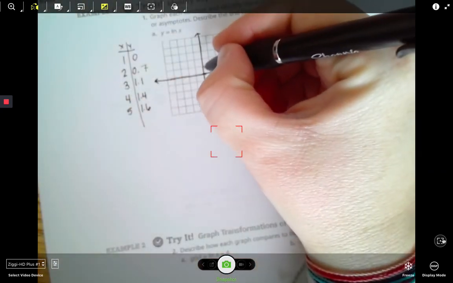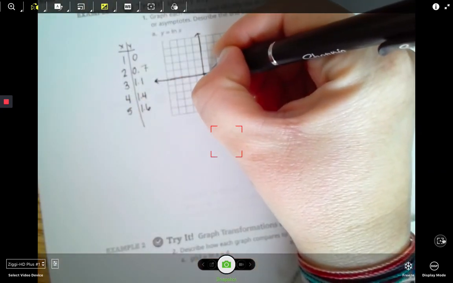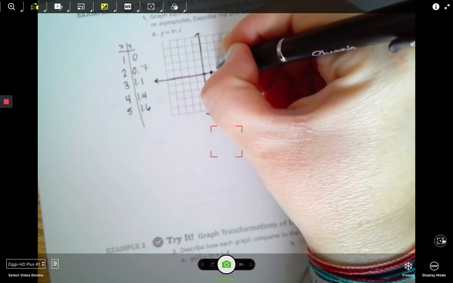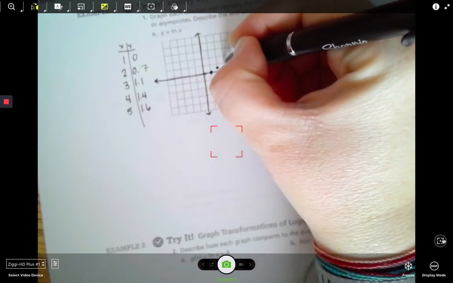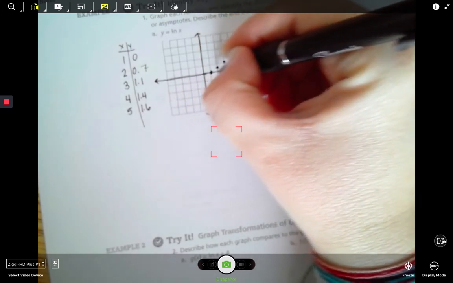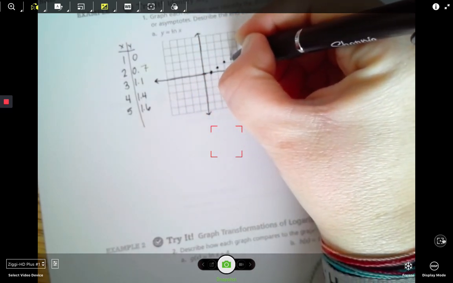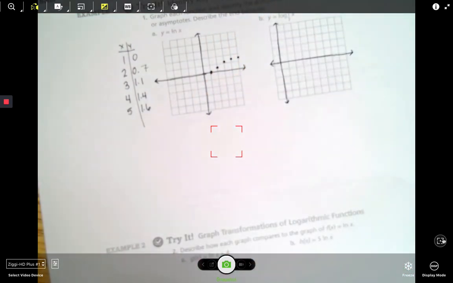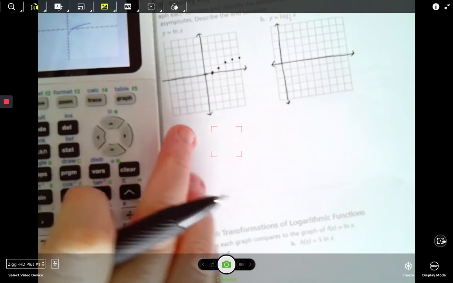So I'm just going to graph these points. 1, 0, 2, 0.7, 3, 1.1, 4, 1.4. So if I graph it, I see how this graph looks.